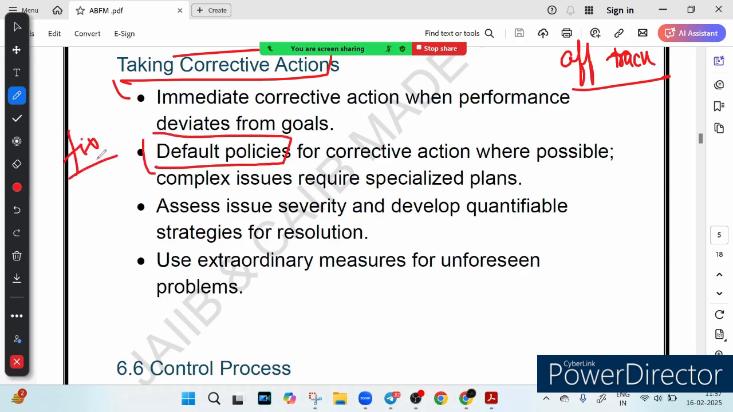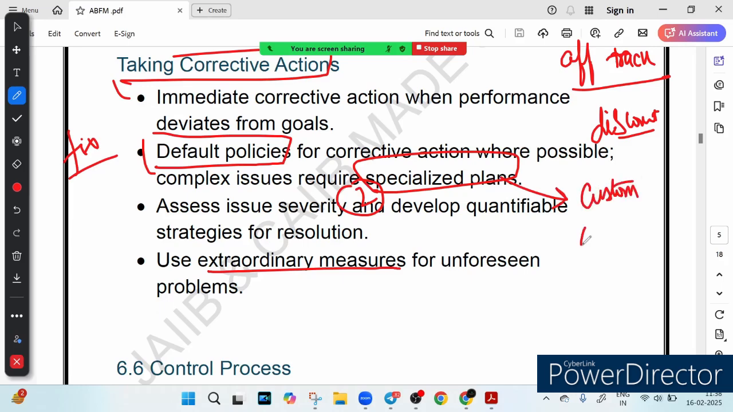A simple predefined solution, like offering a discount if sales drop. And the second is called a specialized plan. This means a complex problem needs a custom strategy, like hiring a consultant to improve performance.